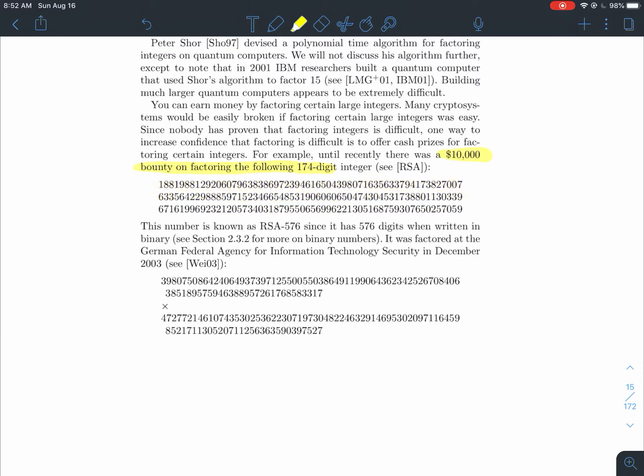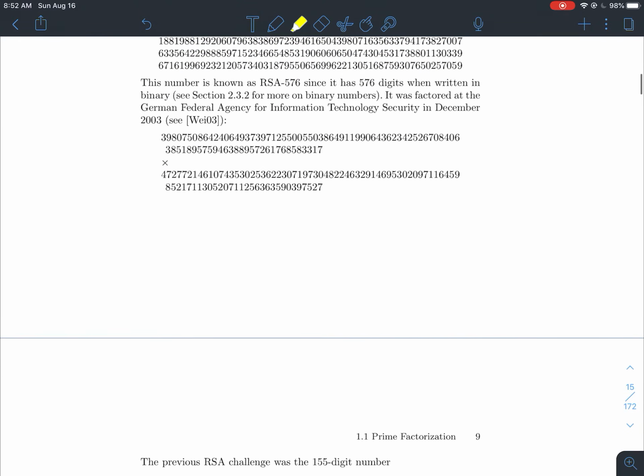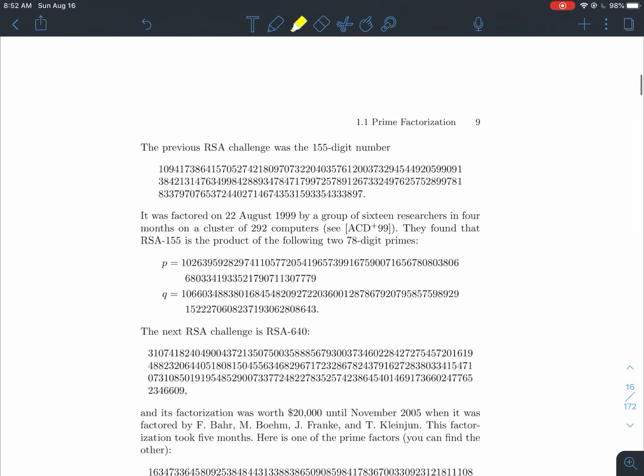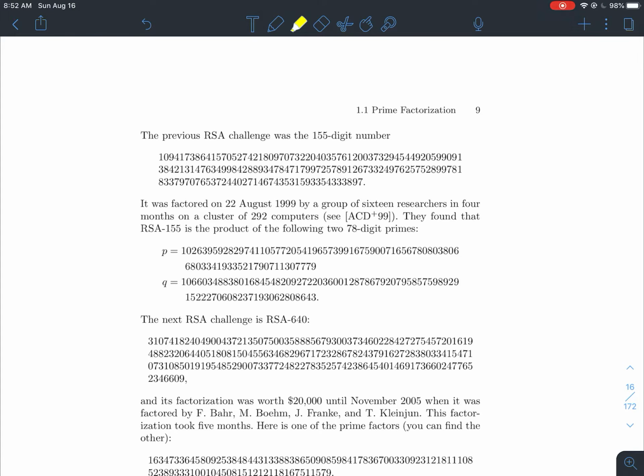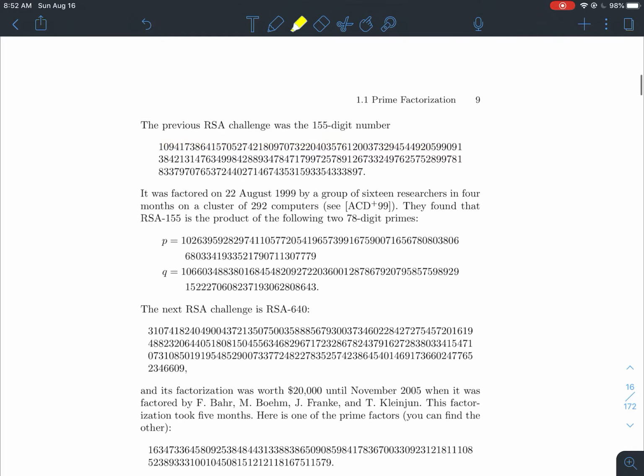If I scroll down a little bit more, Stein gives us some more history about some of these RSA challenges. So like this number, RSA 155, was factored in 1999. What else if we scroll down a little bit more?